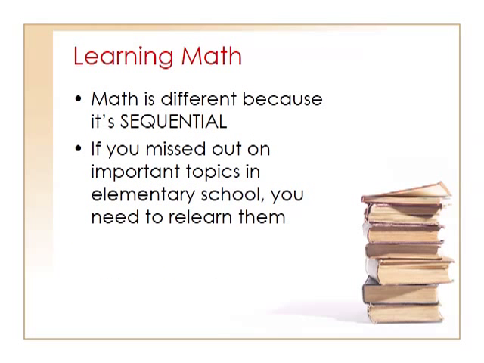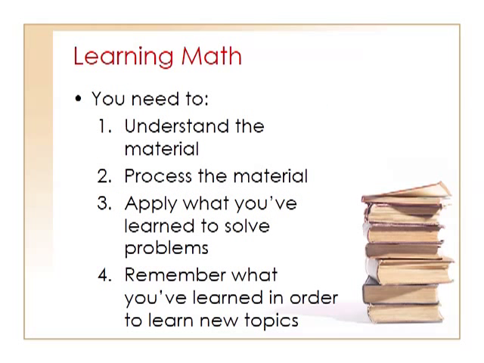Let's talk about learning math. Learning math is a little bit different than other topics and other tests because it's sequential. So in other words, if you missed out on important topics in elementary school, you need to relearn them now. It's possible, for example, that you're weak in fractions or converting decimals. Those are going to affect how well you can do higher level math. So essentially, you're going to need to figure out where you might have some gaps in your knowledge and then go back and rework those gaps. So in order to do well in math, there's 4 things that you need to be able to do.